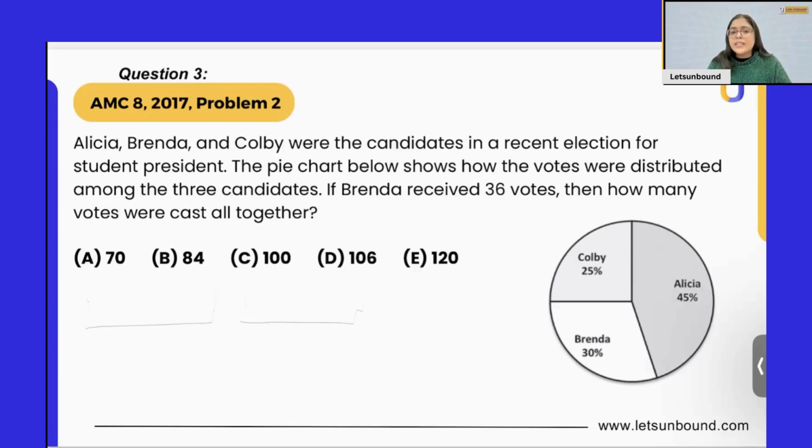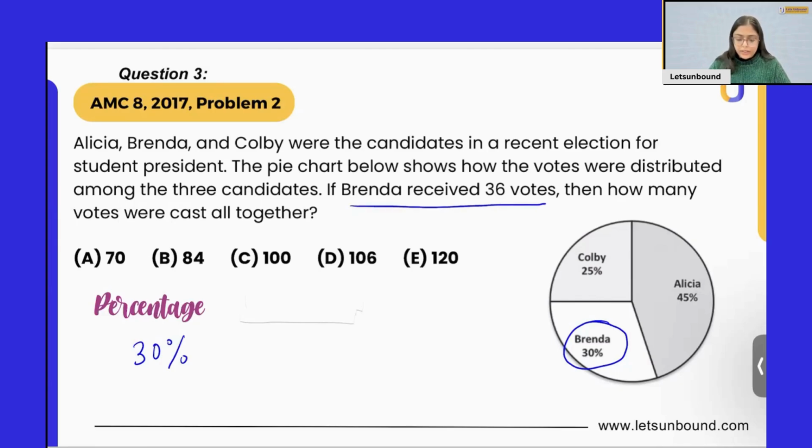Brenda received 36 votes. So they are talking about Brenda. And can you notice that if I talk about the percentage of votes Brenda received, so tell me the percentage of votes under Brenda, that's 30%. But in the question, we see that Brenda received 36 votes. That means in number, it's 36 votes, right? So we have the information both in percentage and number.